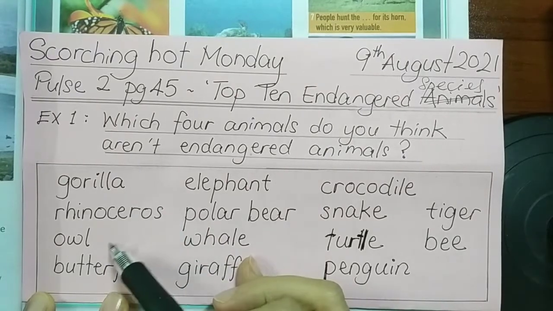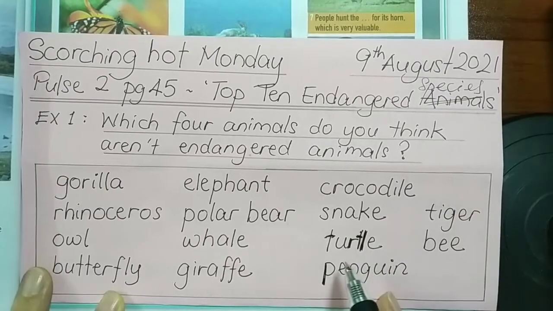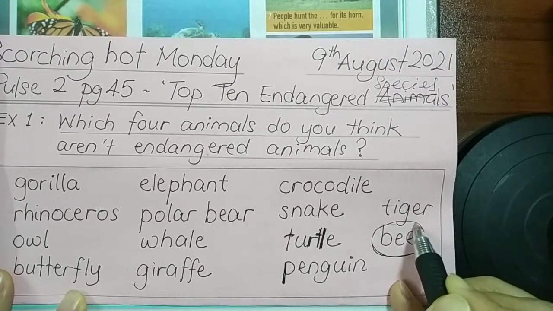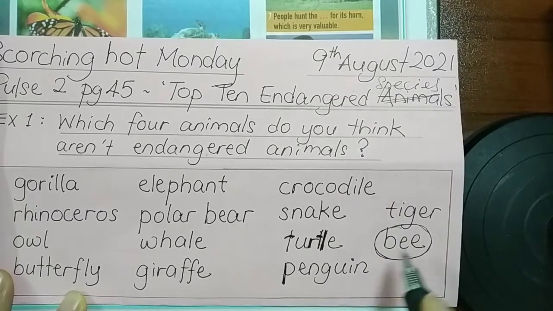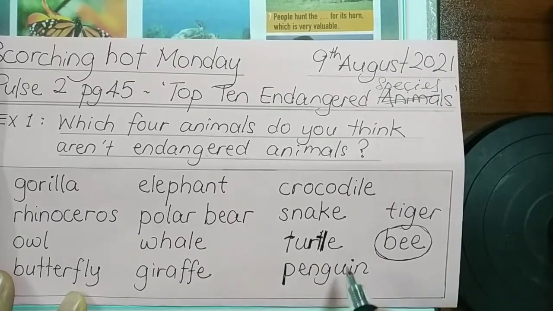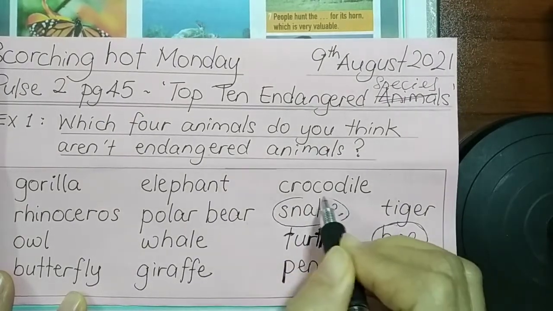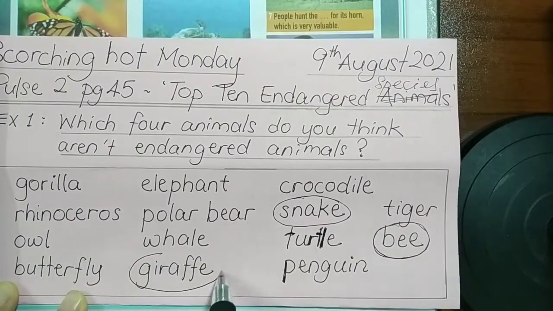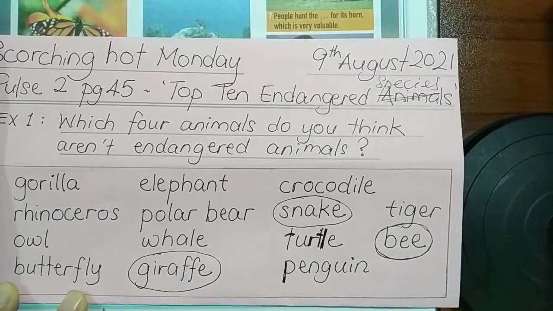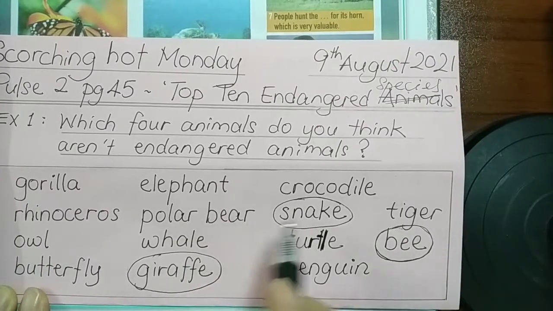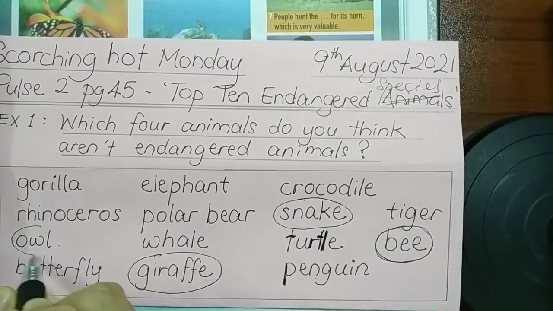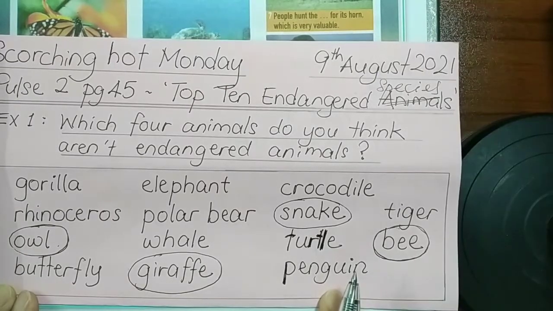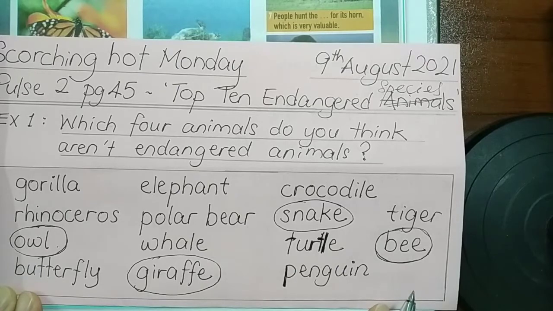Well, gorilla, no. So I guess we have one here. Bee. So what you can do is you just circle the words which aren't in the endangered group. So bee, what else? What about snake? Yeah? Okay. Snake. Giraffe. And there is one more. What would it be? Here, owl. That's it. These are the four animals which are not endangered species. There it goes for exercise 1.